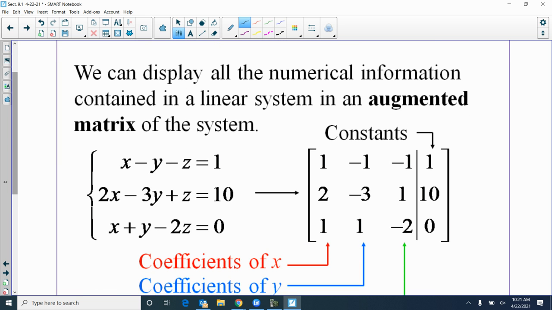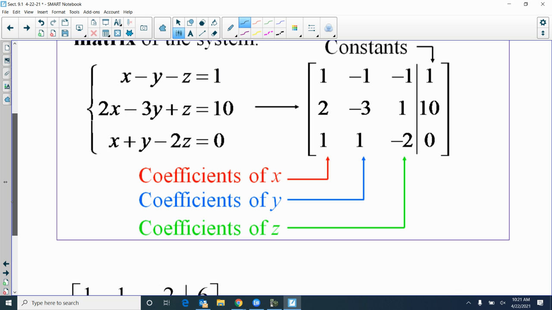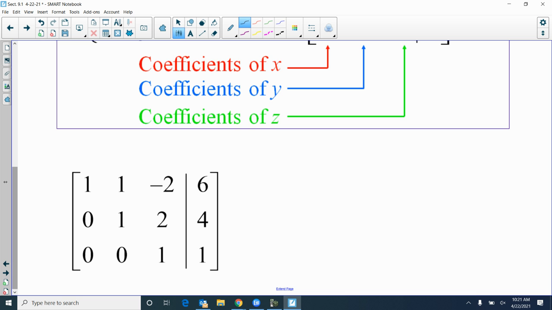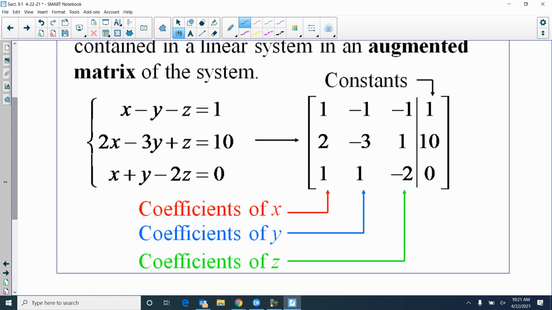But we're going to take a system and put it in what's called an augmented matrix. You basically take the coefficients, 1, -1, -1, and those become the constants of the matrix. 2, -3, 1, 1, 1, -2, and then you got your constant. One thing you have to have is it in order. You can't have y plus x here. It has to be x plus y, x, y, and z in each case. You take your coefficients of x, your coefficients of y, your coefficients of z. Now, here's what we want.